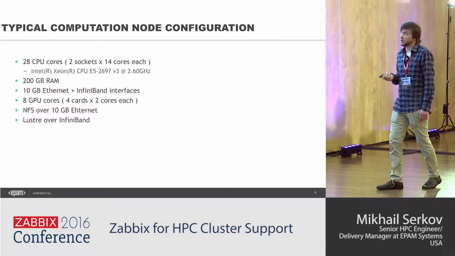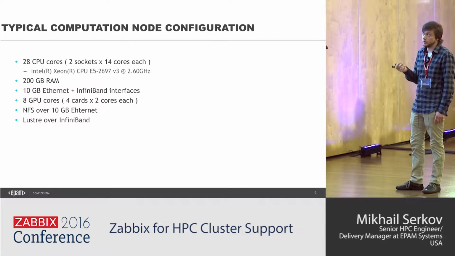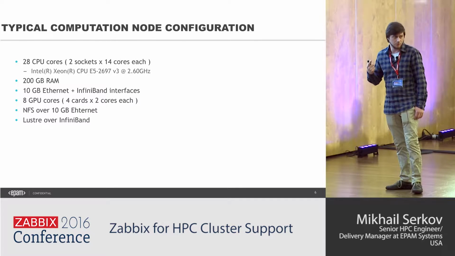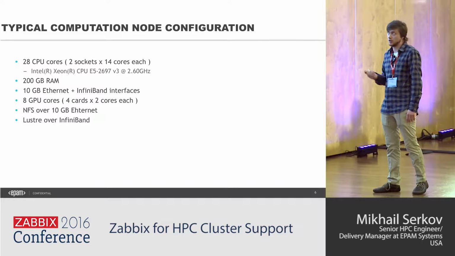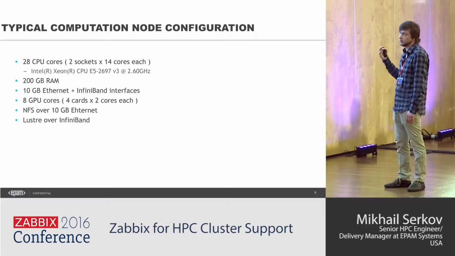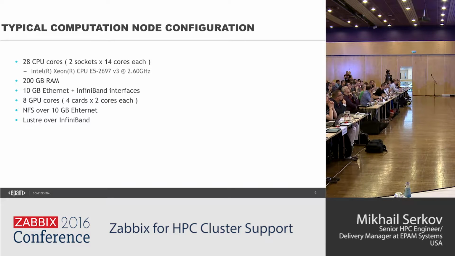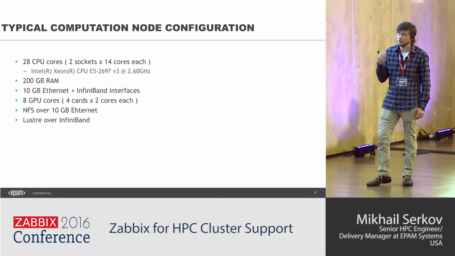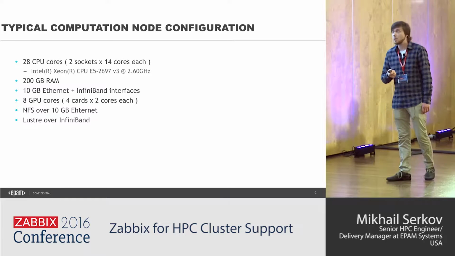This is a typical computation node configuration. On every single Linux box we have 28 cores, 200 GB of RAM, 10 GB Ethernet, InfiniBand, GPU card, 8 GPU cores, NFS mounted over a 10 GB link, and Lustre over InfiniBand.